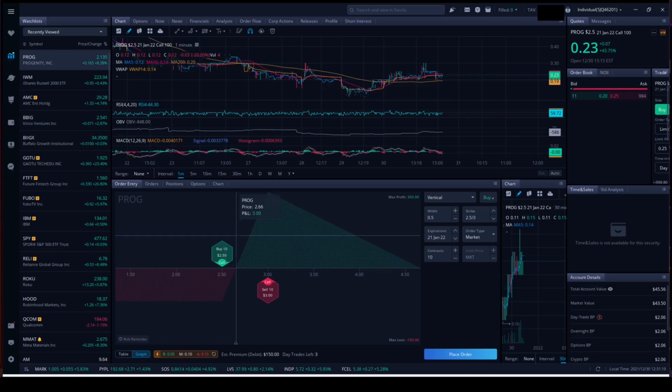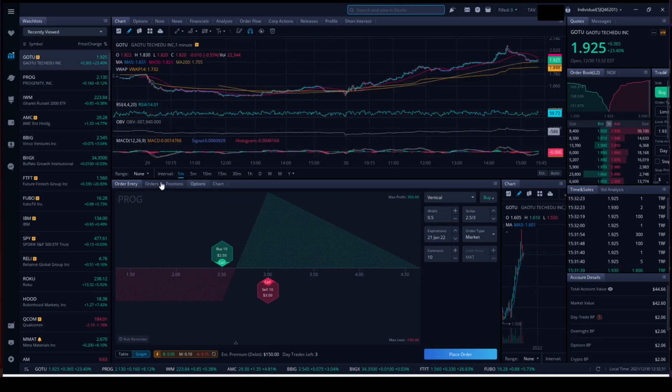But for the most part, this is a much diminished risk trade, just because your entry fee is so low and your max profit is so well defined that if you hit that target, you're like, okay, I know this is my time to get out. So go ahead and clear this order entry.